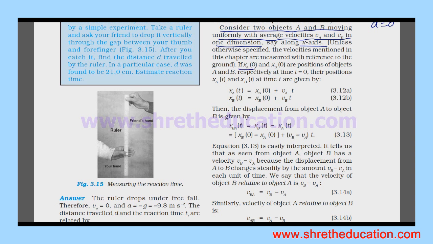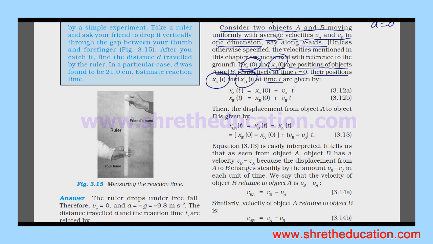Then if XA(0) and XB(0) are the positions of objects A and B respectively at time equal to 0, their positions at time t are XA(t) and XB(t).